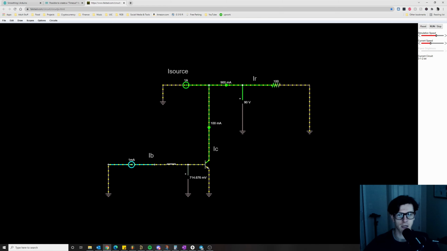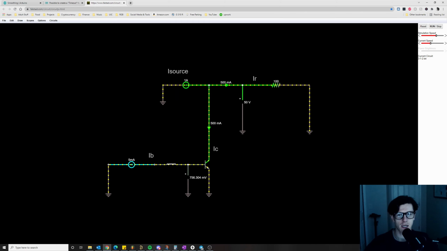If I go to 5 milliamps, then I would sink 500 milliamps, and this branch would be 500 milliamps exiting. Again, literally just focus on the base current, and that will tell you everything you need to know about the rest of the circuit. If we know that the base current is 5 milliamps, then we know the collector current is 500 milliamps, and that tells us everything else we need to know.